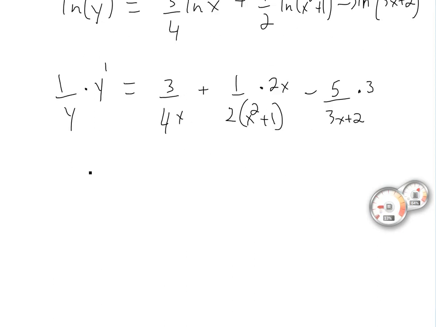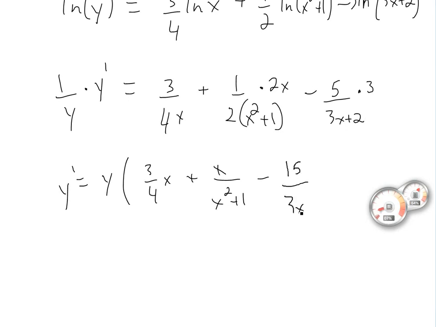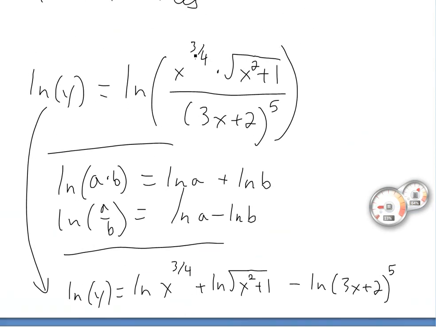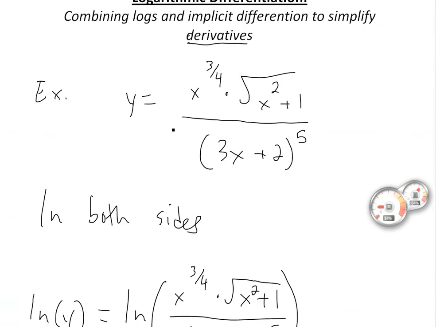So to simplify this one, we're going to have y prime equal to y times 3 over 4x plus, this one, this cancels, so we'll have basically x over x squared plus 1 minus 15 over 3x plus 2, and we know what y is. That's just the top. So y is basically this thing right here.